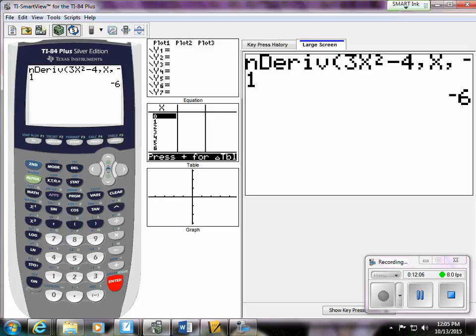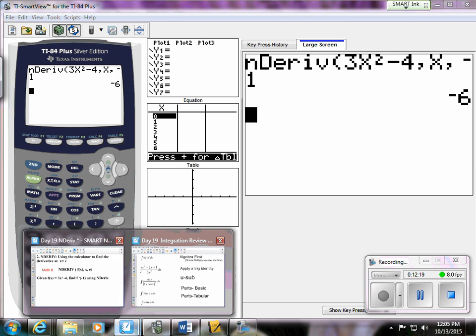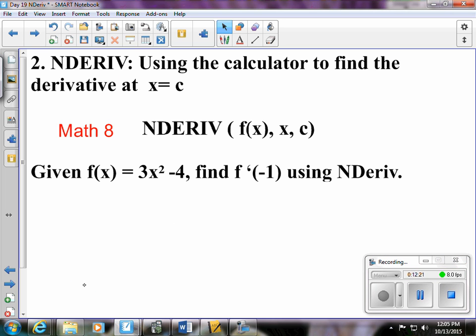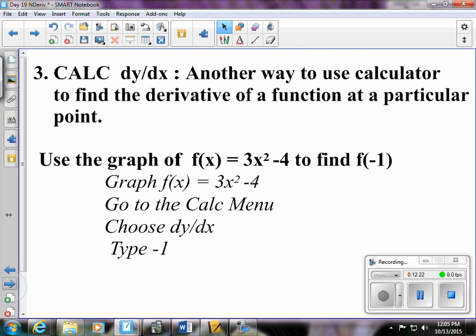We just figured out the derivative and plugged in -1 ourselves. So the calculator will not tell you the derivative is 6x, but it will tell you what it is at a particular x value. So that's just -6. Now, another way the calculator will tell you the derivative at a particular value is if you graph the function first. This is kind of cool. So let's put this parabola into y1. So y1 is going to be 3x squared minus 4.